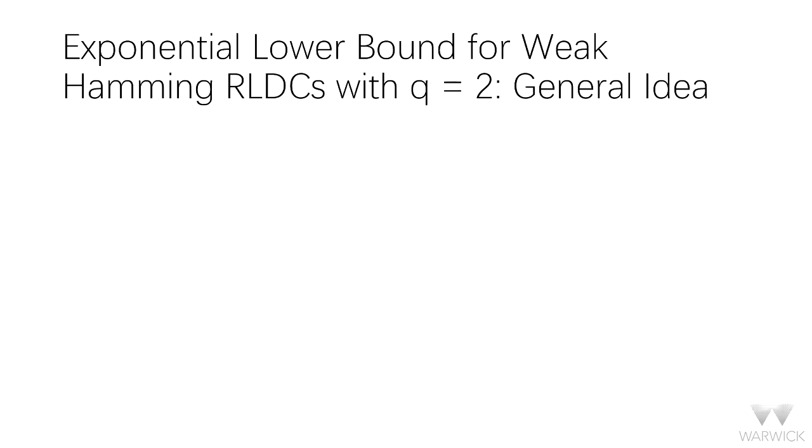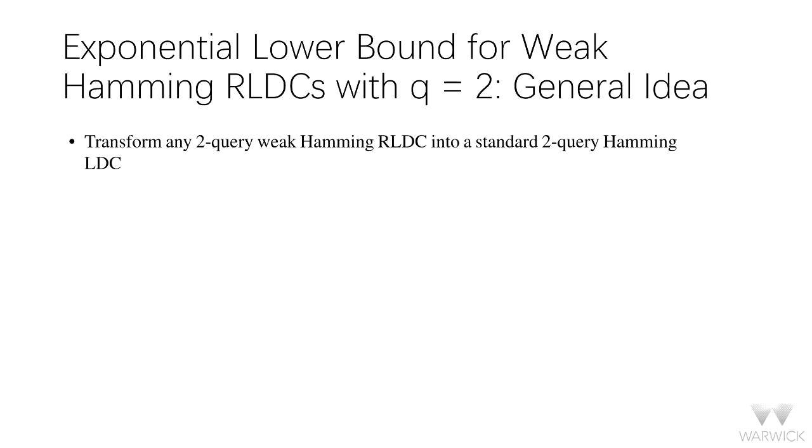Okay, next let's see some technical highlights. First, let's see some techniques about the exponential lower bound for the Hamming case. Our general idea is that we found that one can transform any two-query weak Hamming RLDC into a standard two-query Hamming LDC. Our result holds for the adaptive case, but for simplicity of exhibition, we mainly talk about the non-adaptive case here. The general idea is similar between the two cases.